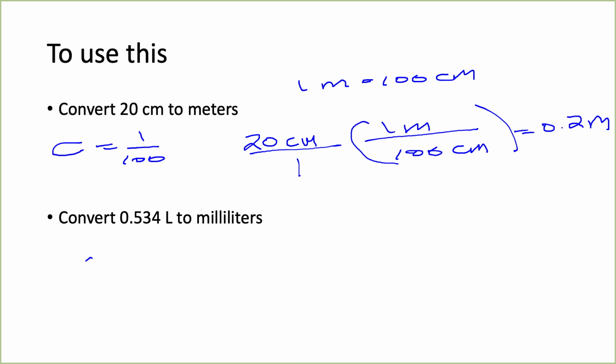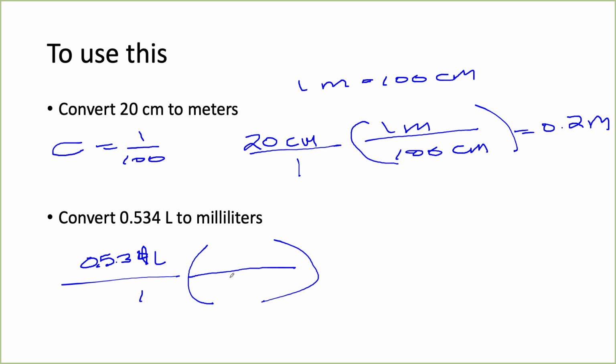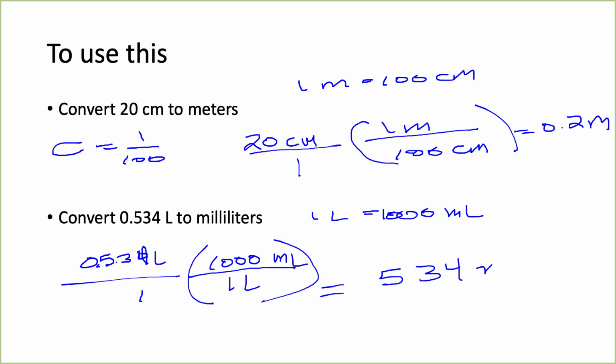And we're going to convert 0.534 liters. That's supposed to be a 4. And again, I'm using this fractional form. We'll talk more about this in a minute. And this is 1 liter, and we have 1,000 milliliters. So 1 liter is equal to 1,000 milliliters. And the answer is going to be 534 milliliters. So I hope you guys can understand how we got those numbers.